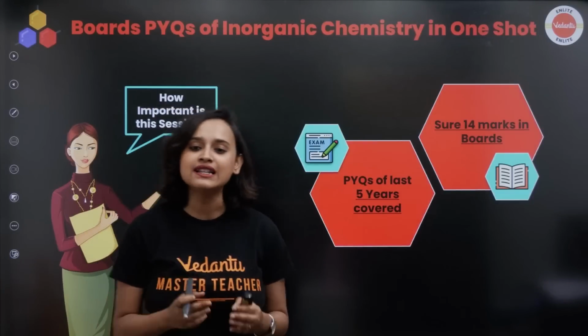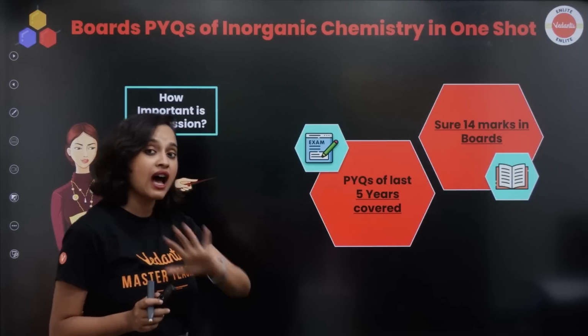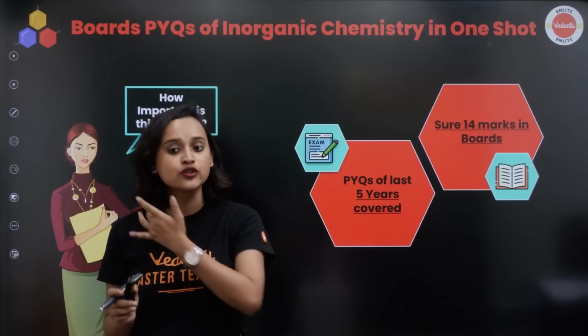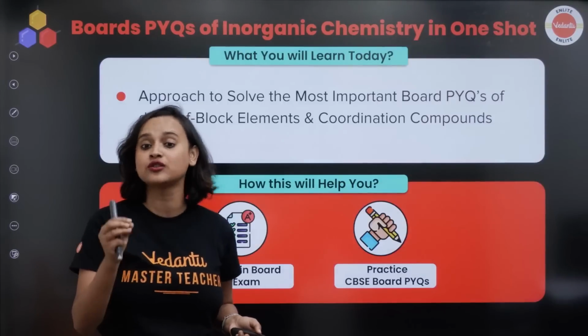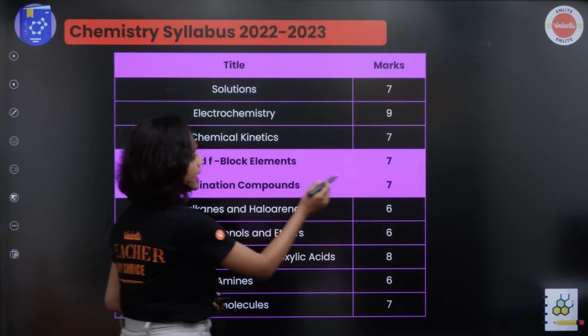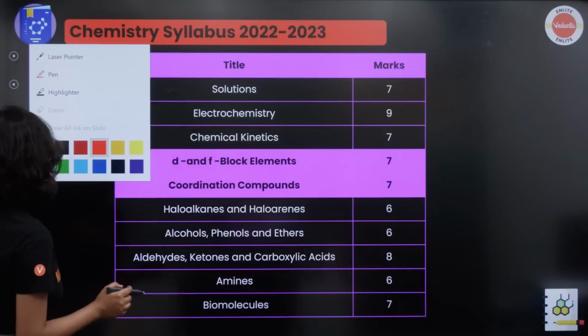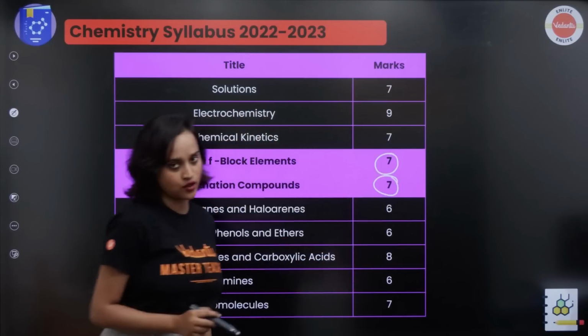All right, now this session is very important because I am going to provide you with the last 5 years questions which we are going to solve. And it will definitely give you 14 marks because I'm pretty sure that you have looked at the syllabus and you know that D and F block has 7 marks. Yes, D and F block has 7 marks as you can see right here. Right? And coordination compounds has also 7 marks.